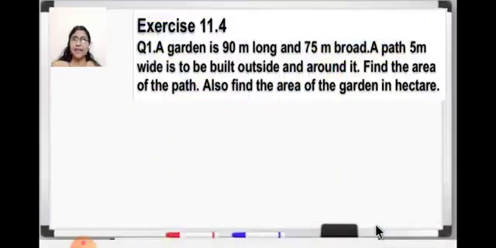Now children, let us start exercise 11.4, which is based on what we have learned just now. A garden is 90 meter long and 75 meter broad. A path 5 meter wide is to be built outside and around it. Find the area of the path. Also find the area of the garden in hectares. So we have to find out the area of the garden in hectare.